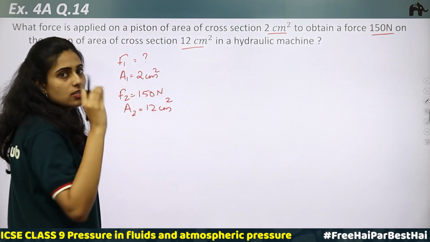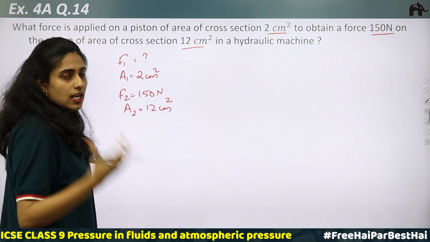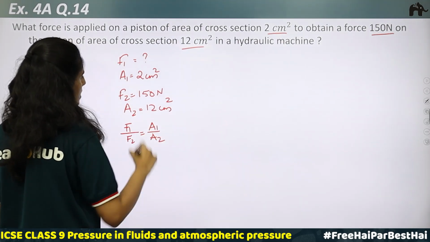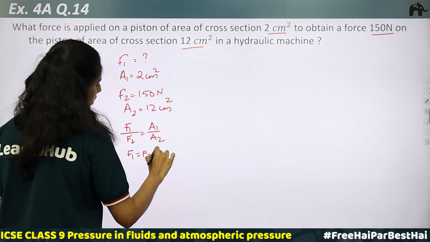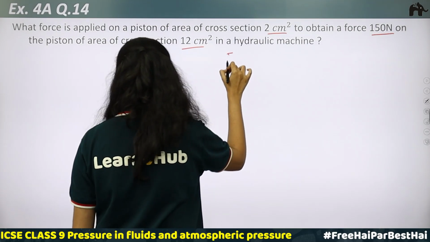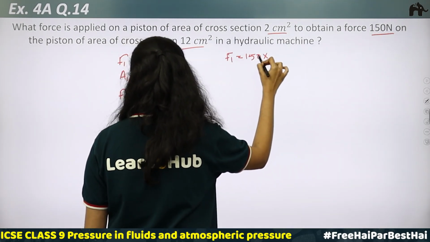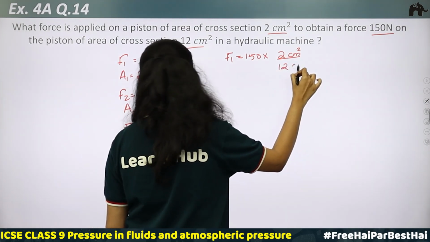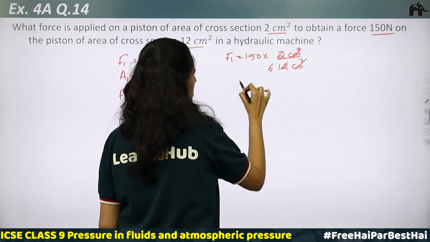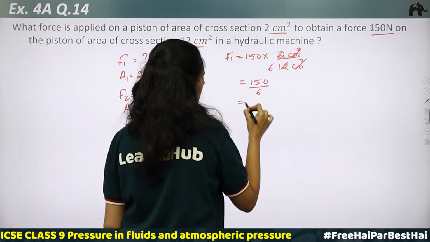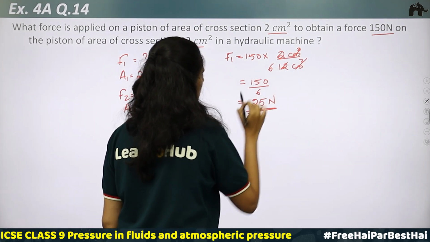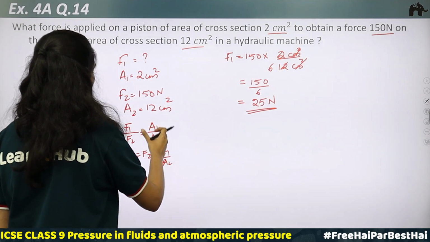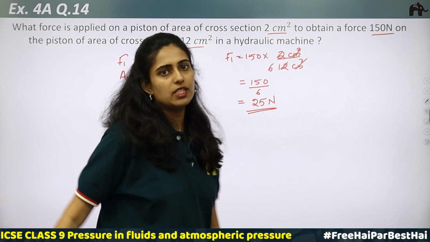According to Pascal's law, small force on a small area will produce a large force on a large area. So, here F1 by F2 equals A1 by A2. Now we have to find what F1 is. F1 will be equal to F2 into A1 by A2. Put the values. F1 is equal to 150 into A1 2 centimeter square divided by A2 12 centimeter square. That is 150 divided by 6, which is equal to 25 newtons. So 25 newtons is the force that is applied on the piston of area of cross section 2 centimeter square.